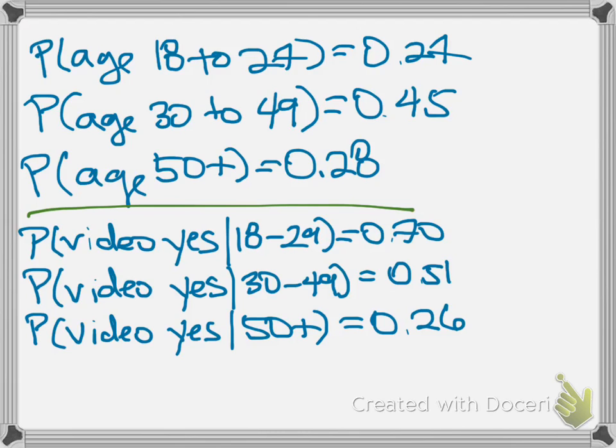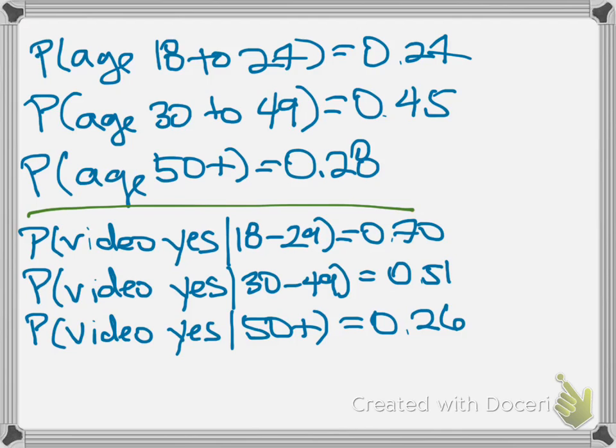So we've got some information that has been collected for us. I know it's a little sloppy, but I did my best. So here's what we know. We know that the probability of an adult internet user being age 18 to 29 happens to be 27%. The probability that an adult internet user is ages 30 to 49 is 45%. And the probability that an adult internet user is 50 plus is 28%. So those are the first three probabilities that we need.